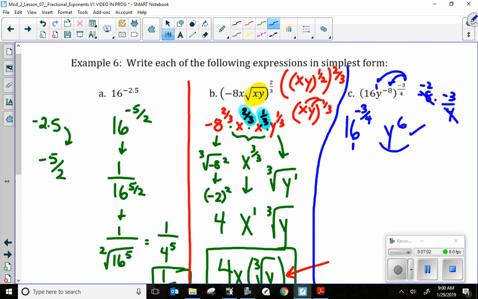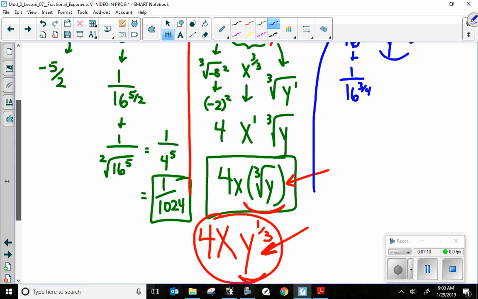All right, well, I know it's a negative exponent, so I'm going to put 1 over 16 to the 3/4. And I'm going to change that fraction exponent to a radical. So now I have 1 over the 4th root of 16 cubed: top down, bottom out. Okay, and I still have my y to the 6. That just comes along for the ride.